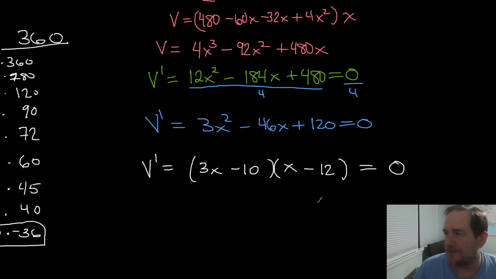This is now my factored form, and I can see that my roots, my zeros are, if I add 10 and divide by 3, positive 10 thirds, and also 12.